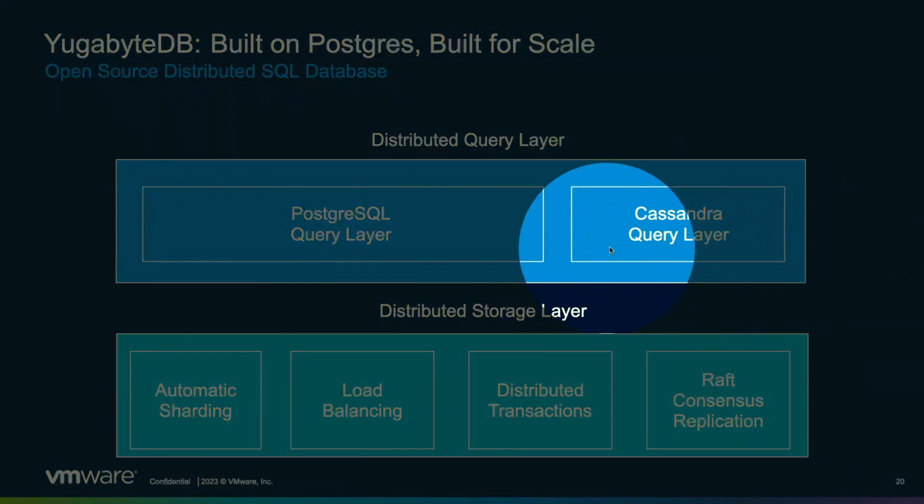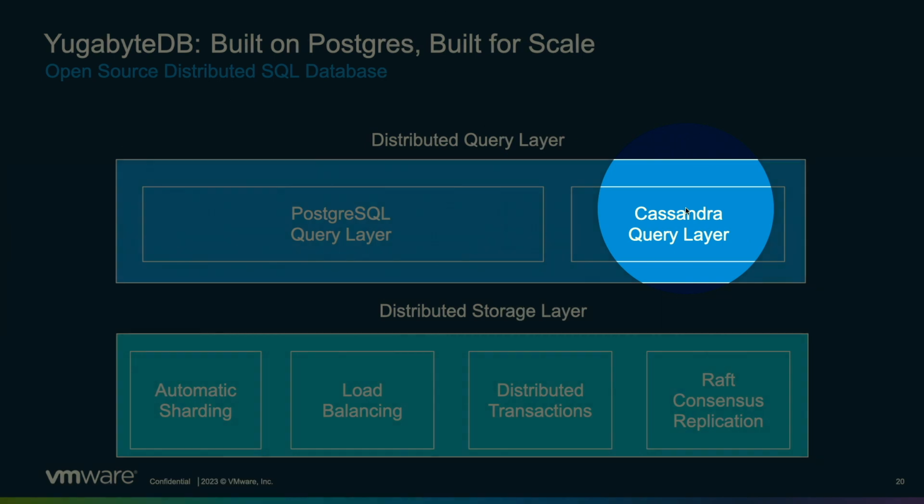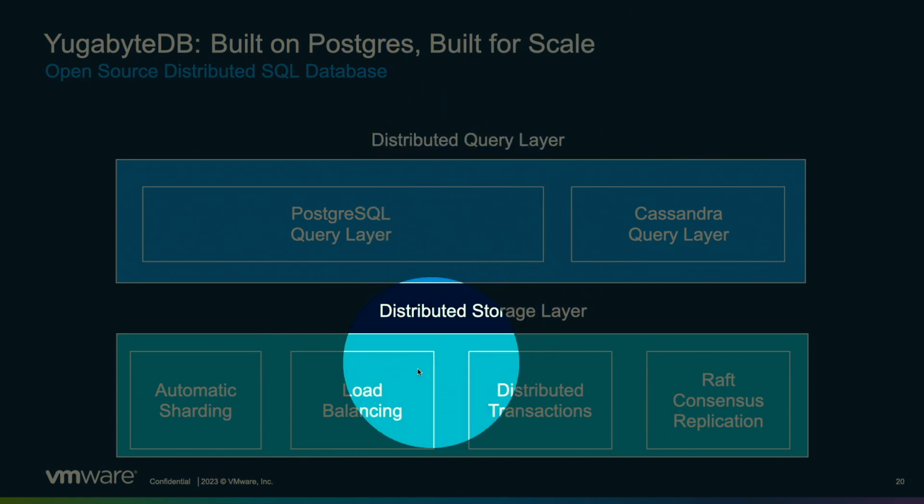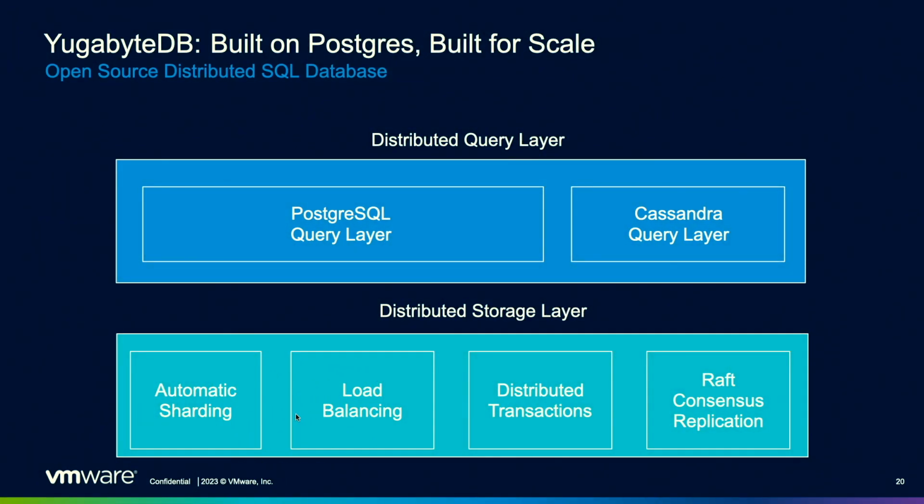We historically support the Cassandra query layer because many folks who love the scalability of NoSQL databases want to have the consistency of relational databases. They move to Yugabyte, but they want to keep using Cassandra APIs before they switch to SQL. So basically, it's a query layer and a storage layer. The storage layer is what makes Yugabyte different from Postgres: automatic sharding, distributed transactions, Raft consensus replication.